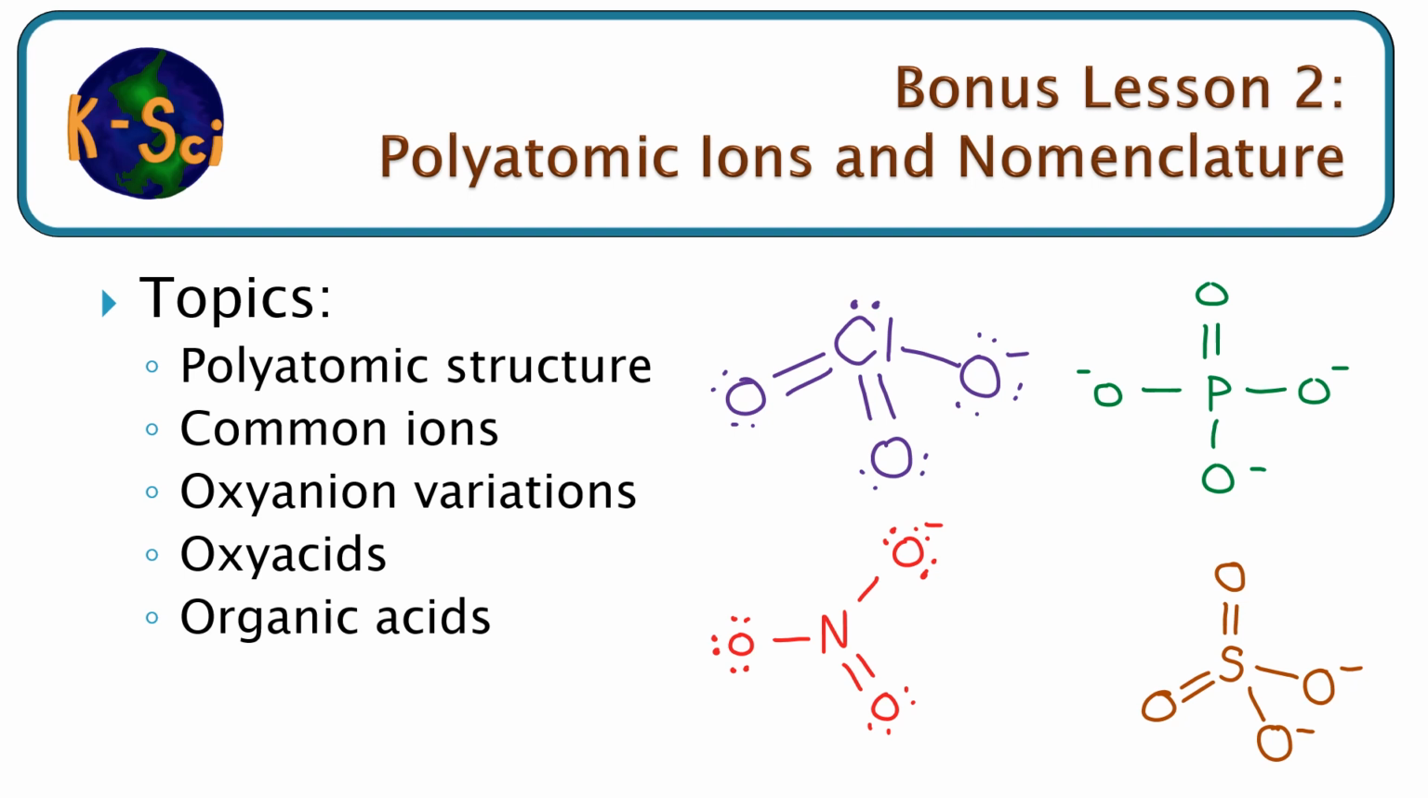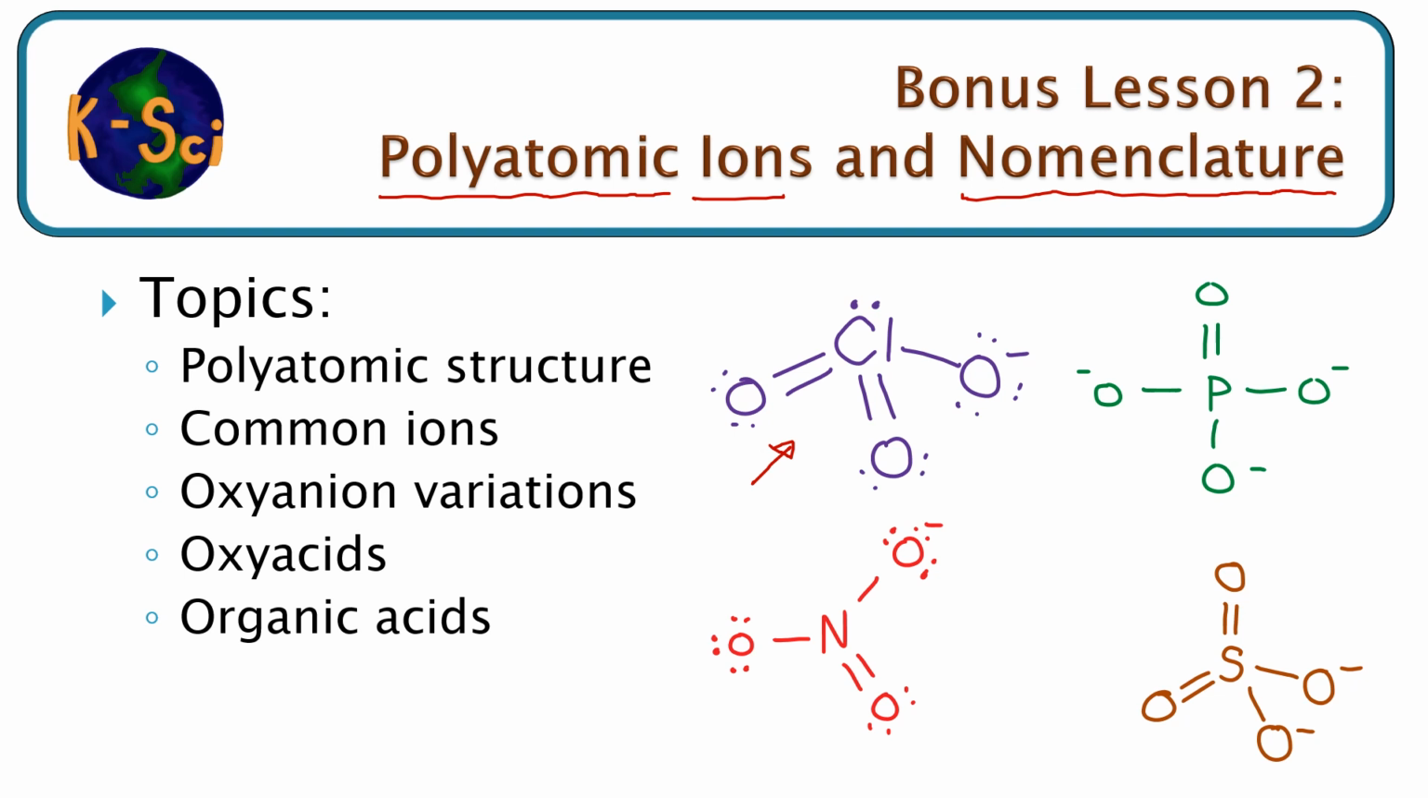Hello there. In this lesson, bonus lesson number 2, we're going to look at compounds that have polyatomic ions and how to name them. That's what nomenclature means. This is part of an ISA in my course, but if it's not for you guys, then use it however you like. So polyatomic ions are molecules.